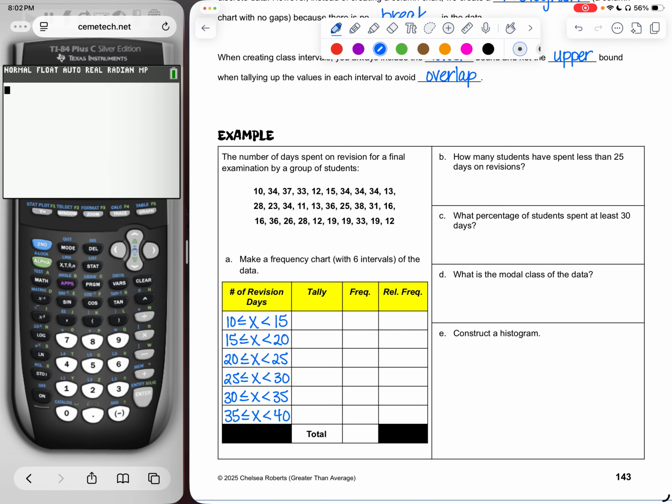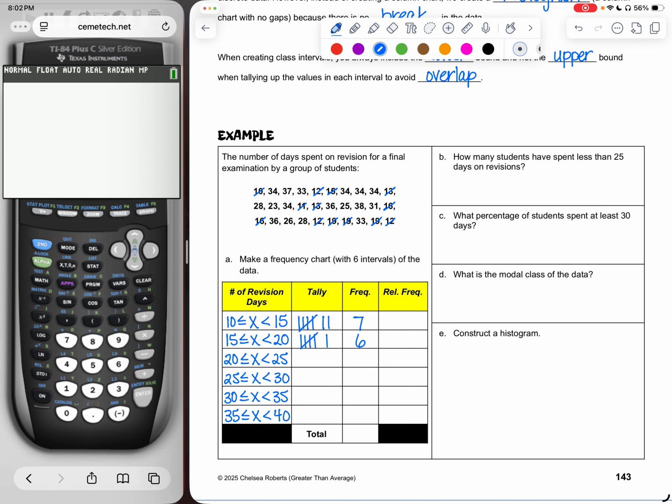So how many numbers are there from 10 to 14? Remember, you can't include 15 in the top one. So if I count from 10 to 14, I have 1, 2, 3, 4, 5, 6, 7. So I have 7 numbers. If I look at my numbers from 15 to 20, not including 20, but I can include 15, I have 1, 2, 3, 4, 5, 6. So I have 6 numbers here.